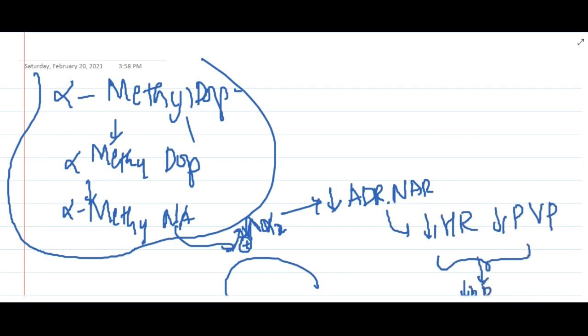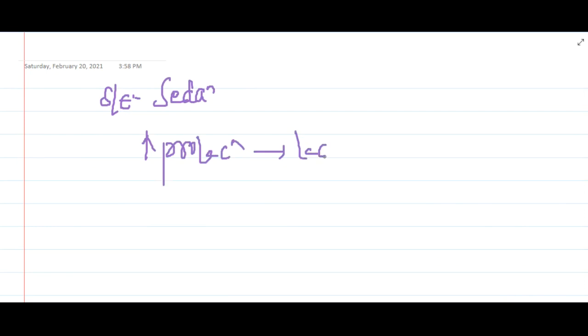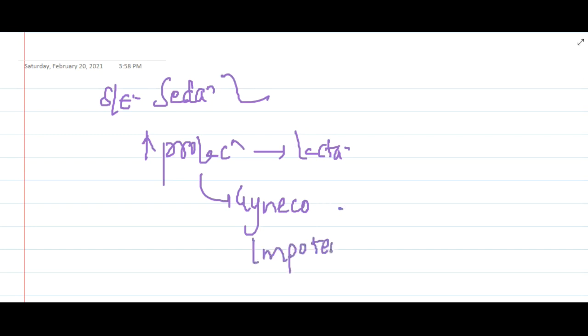and as a result they will cause decrease in blood pressure, right? The side effects of alpha methyl dopa include sedation, and they will increase prolactin levels which will cause lactation. Because of this increased prolactin levels, there are side effects of gynecomastia, impotence is seen, and hepatitis is also seen as a side effect. So these are the side effects of alpha methyl dopa.